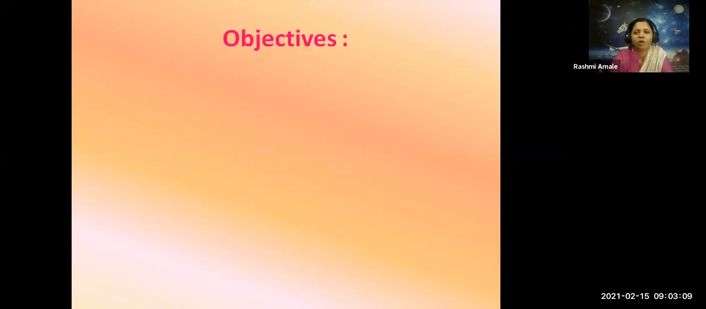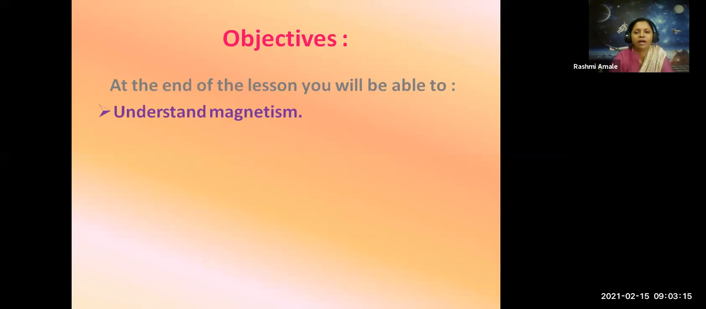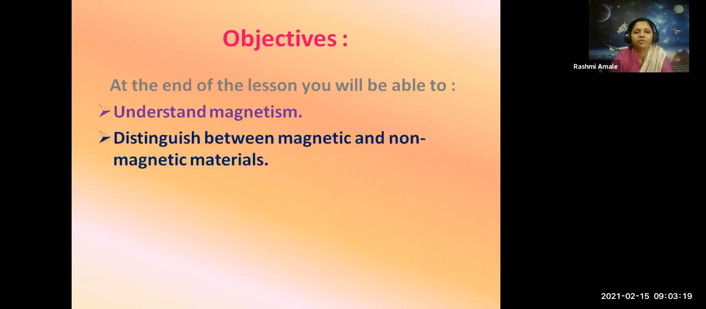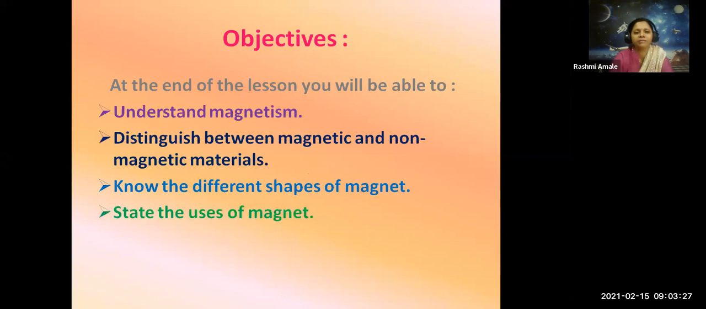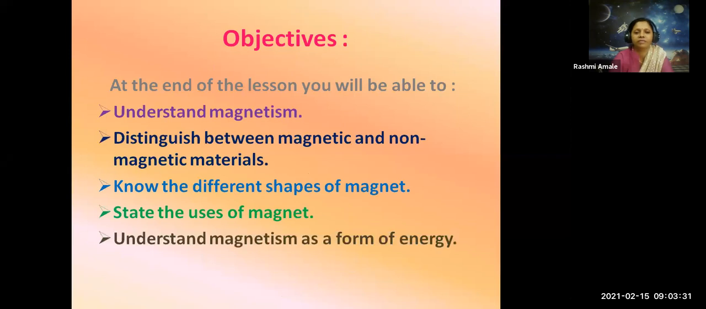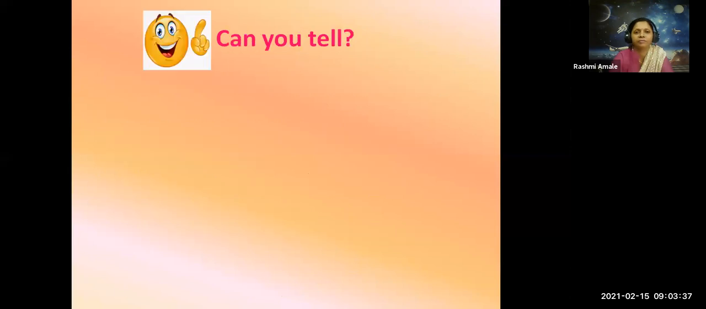So let us see the objectives of this chapter. At the end of the lesson, you will be able to understand magnetism, distinguish between magnetic and non-magnetic materials, know the different shapes of magnet, state the uses of magnet, and understand magnetism as a form of energy.